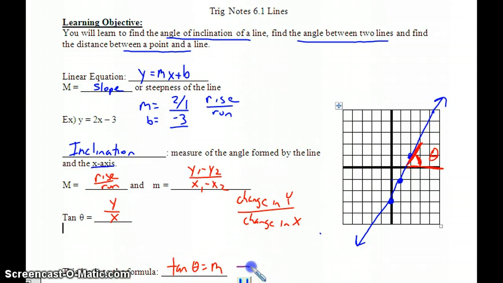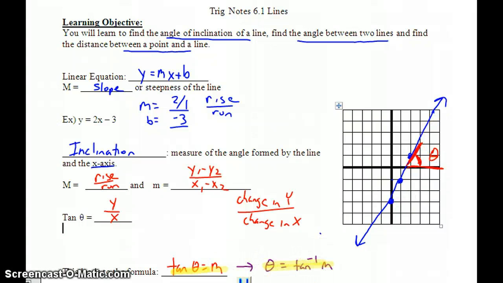Another way we can use this formula is if we solve it for theta. In other words, move the tangent over to the other side. So we can also say that theta is equal to the tangent inverse of the slope. So these are 2 formulas that you're going to use to help you either find the slope, if you're given the angle, or if you're given the slope, you can find the angle.